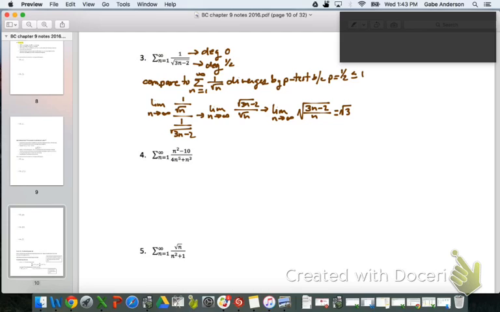And once again, because that number is finite and positive, we know then that our series will go with the one that we're comparing it to. And our series that we compared is a divergent series. So we can say then, therefore, our original series, which was sigma from 1 to infinity of 1 over root 3n minus 2, diverges by limit comparison.